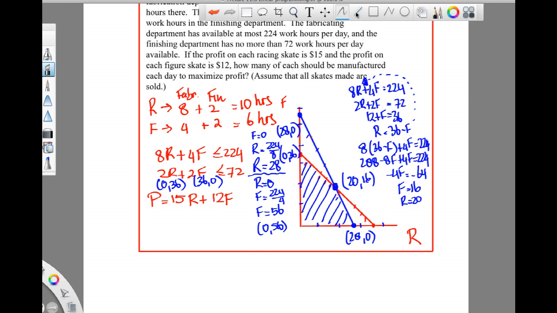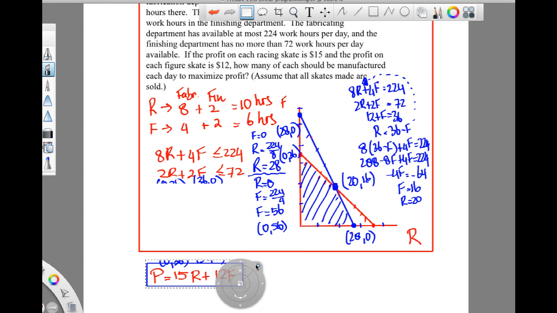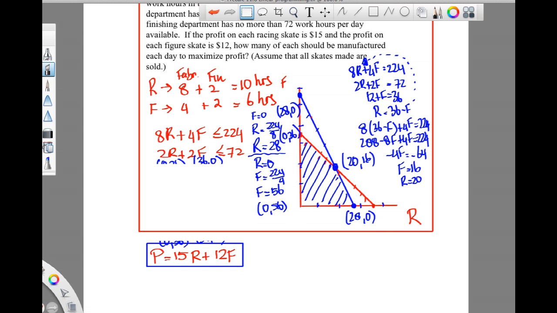So now I can finally start to use this profit function that I have over here. So I'm actually going to take that with me for a second. I'll move it over here. So I need to work on that. So we're going to plug in the points that I just found. So I'm going to plug in 0, 36. Well, that's easy, right? You get 15 times 0 plus 12 times 36, that's 432.